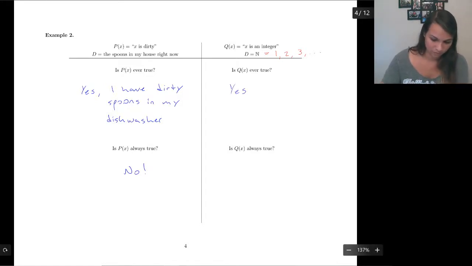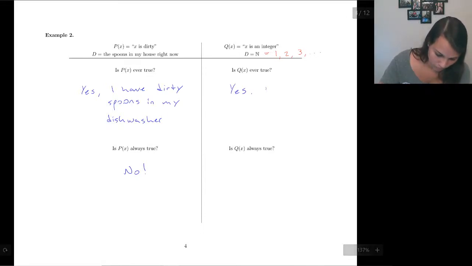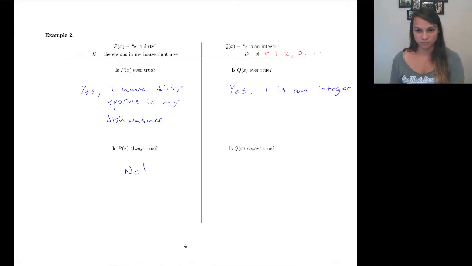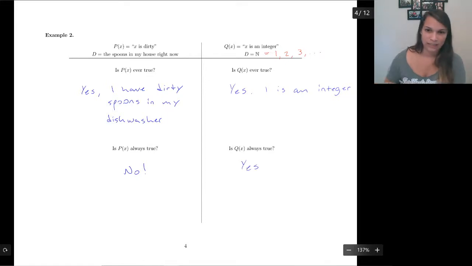Yes. All you have to do is find one example. One is an integer, and it is from our domain of natural numbers. Is Q of X always true? Yes, every natural number is an integer.